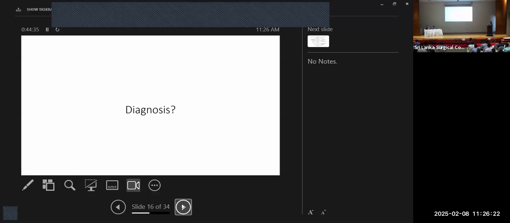Regarding that EUS, if there are any suspicious features in the cystic lesions, we can do aspiration and cytology. And do we need to do histology or cytology in any other cases in EUS in chronic pancreatitis? Suspicious features? Yes. Anything else?